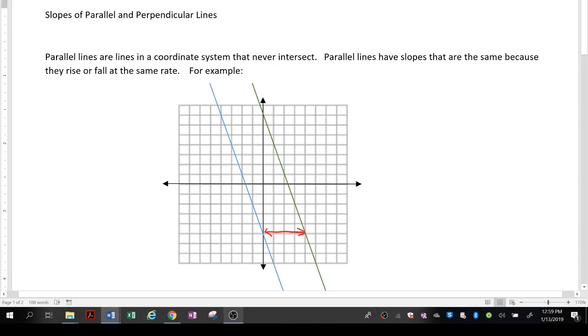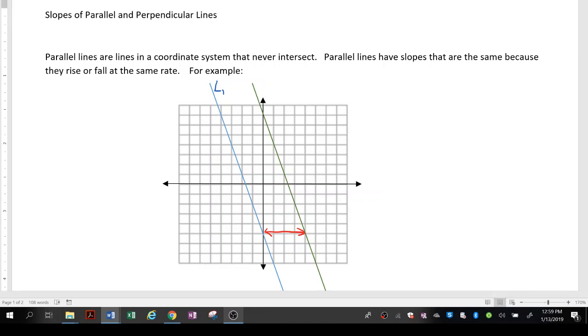So these two lines are parallel. Their distance between them never changes. Now parallel lines have slopes that are the same because they rise and fall at the same rate. Let's take a look at that. We're going to look at this line first. So we'll call this L1. We're going to take a look at the slopes here.